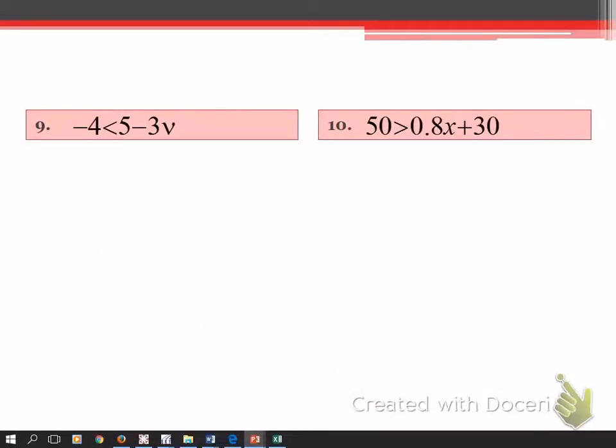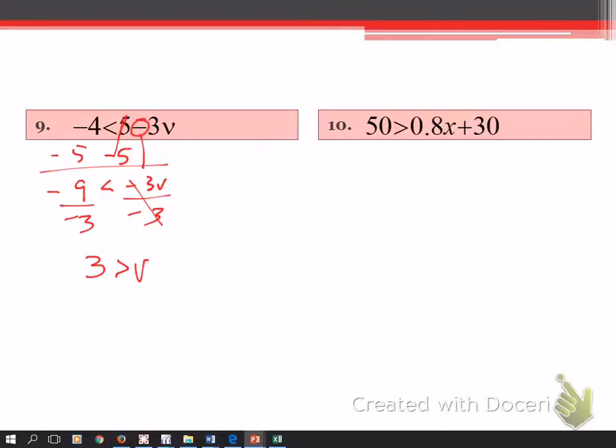A couple more here for you. Now the trick with number 9 you need to be careful with, because when we want to solve for v, we want to undo this subtraction by zeroing out the 5. We've got to do that by subtracting 5. When we do, make sure you bring this minus sign down as a negative, -3v. So that now, in order to divide to solve, you have to divide by -3. And so you get 3 is greater than v. Flip the inequality sign.